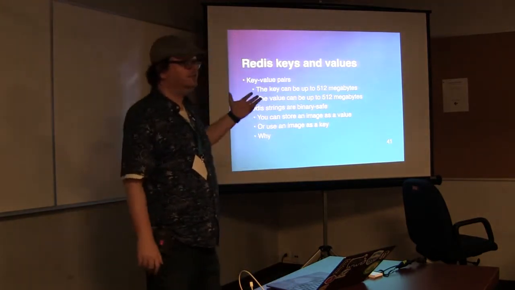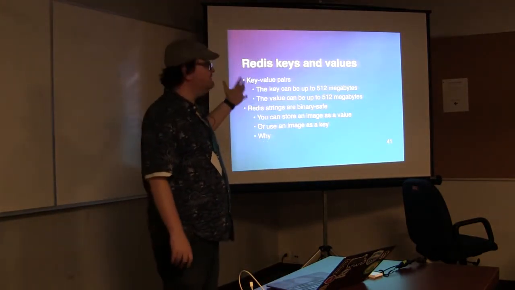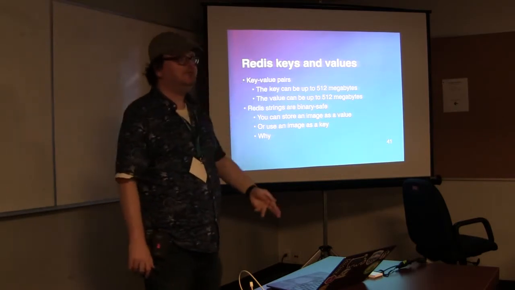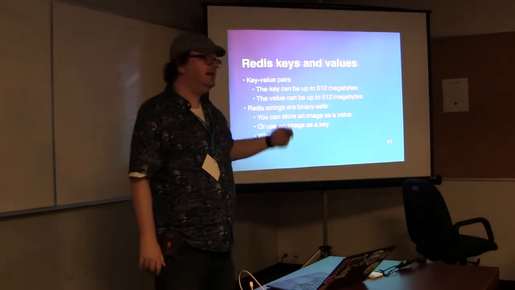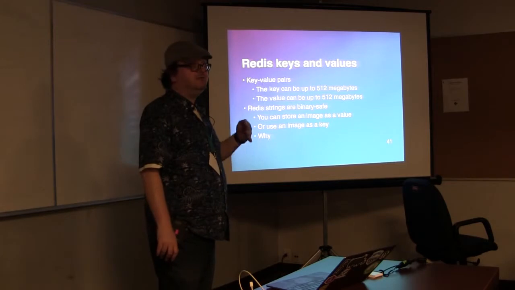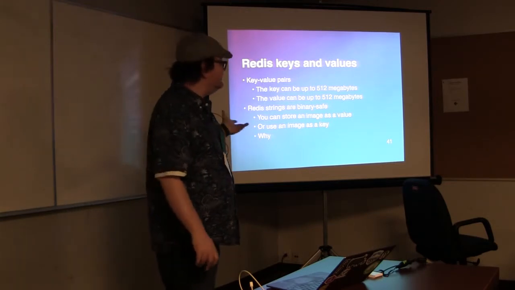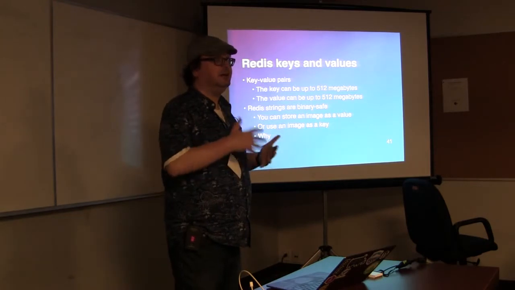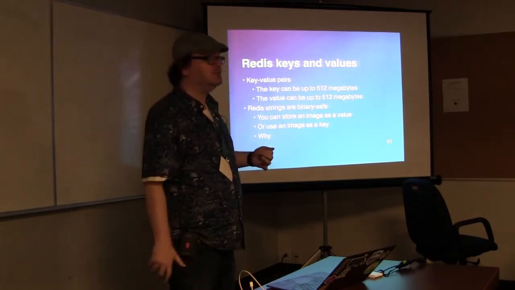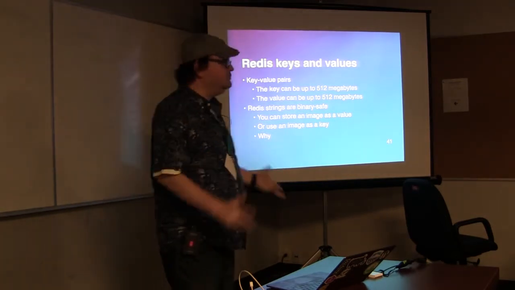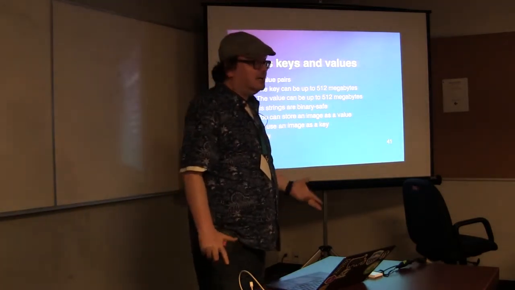So Redis is, again, another key value pair, except the key can be up to 512 megabytes, and the value can be up to 512 megabytes of binary safe strings. So for example, you can store an image as a value. If you want to build some sort of image caching server, just store the raw image. You could even use the image as a key.